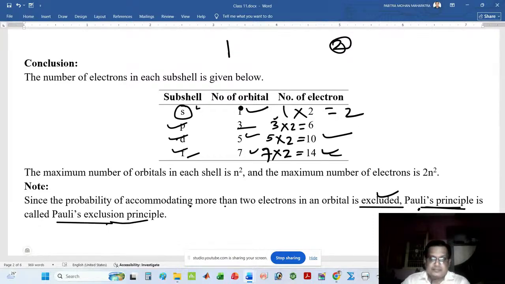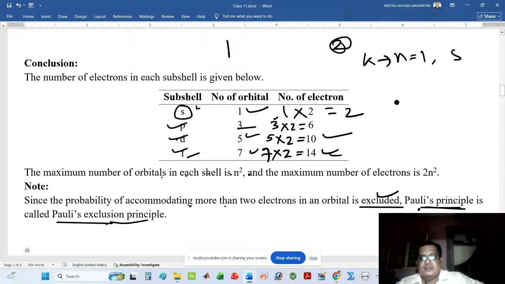Look at that. Suppose think about n square and 2n square. Let me explain. We clearly know that the maximum number of orbitals in each shell is n square. Let me explain. Suppose think about the K shell. The K shell has n value 1, and it has one subshell, s, that means one orbital. Here the number of orbitals is 1.